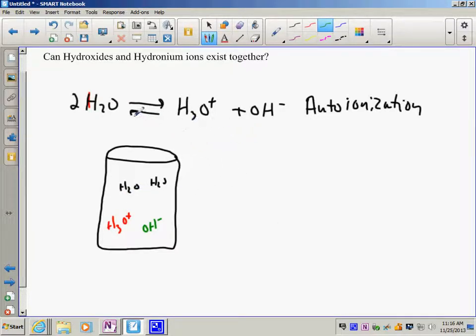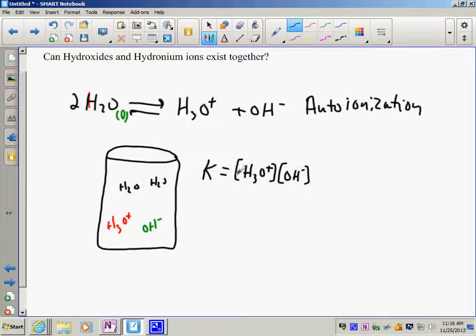But it turns out that this is called an equilibrium system. It's going back and forth. And if you were to write out an equilibrium expression for this, you'd find that, well, this is a pure liquid, so it doesn't have a concentration. So the K value for this, which is telling us the extent to which it goes to product, is equal to the concentration of the products, the concentration of H3O plus and the concentration of the hydroxide ions.